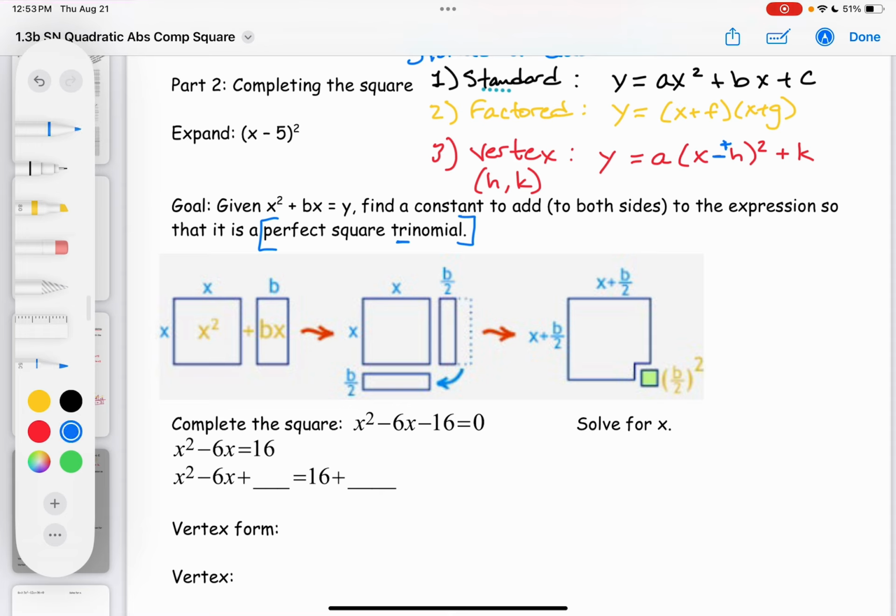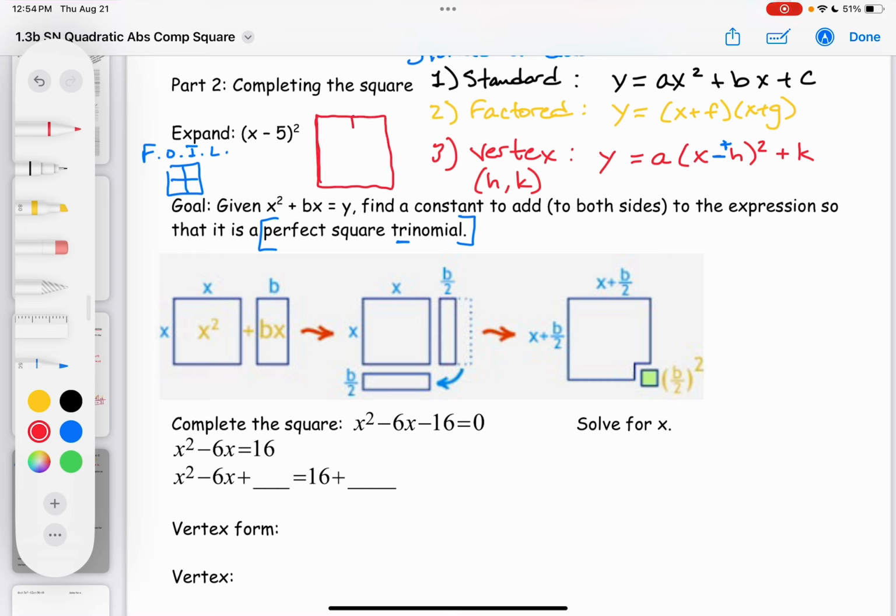So what we want to do is double distribution, and there are a couple of different methods. They all do the same thing. When I was growing up, it was the FOIL method: first, outer, inner, last. When I was teaching, it was the box method. They both do the same thing, so I'll illustrate it using the box method.